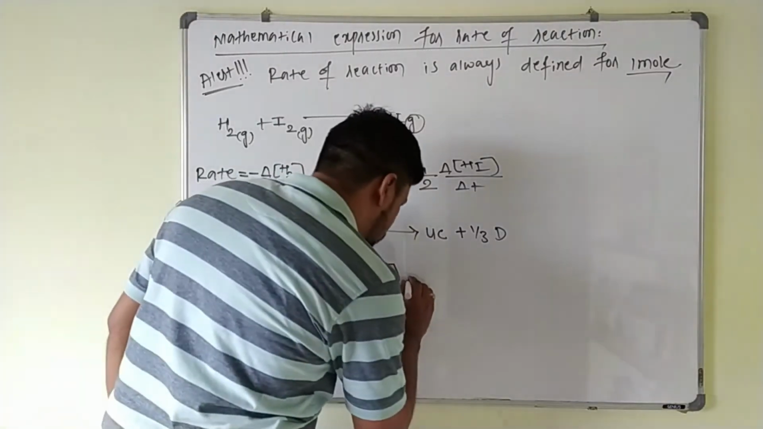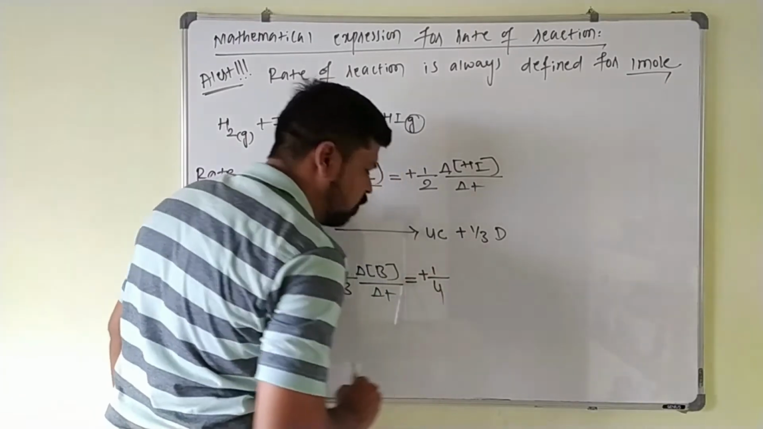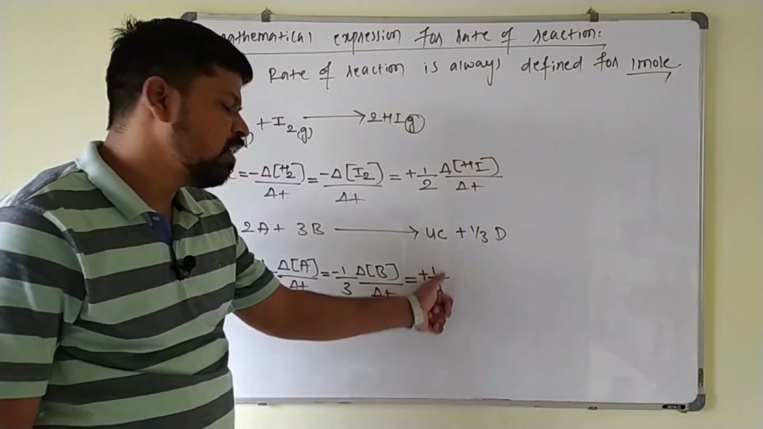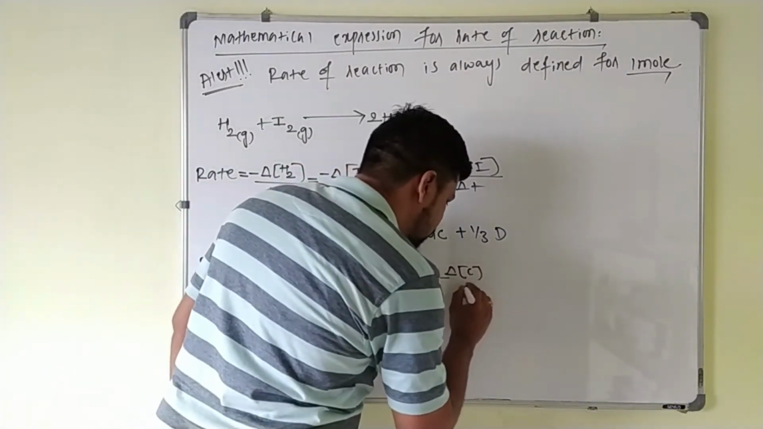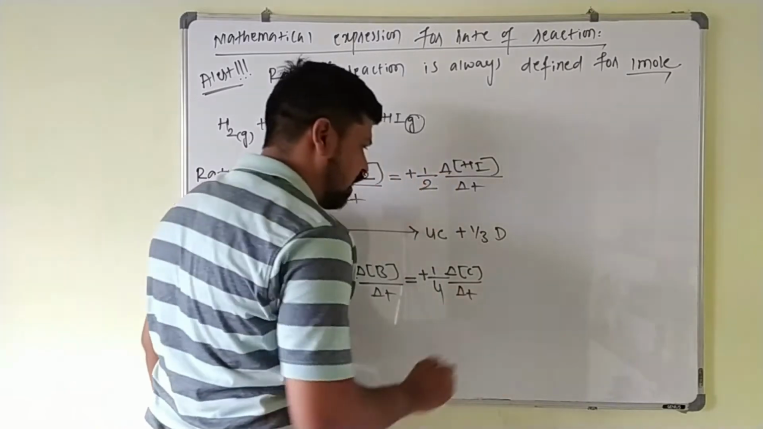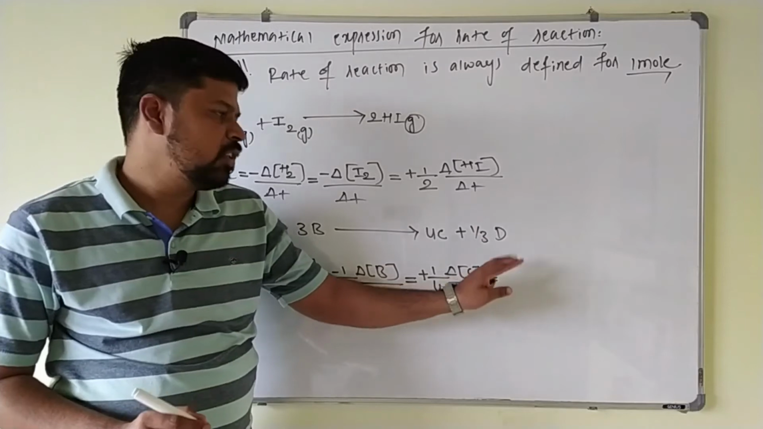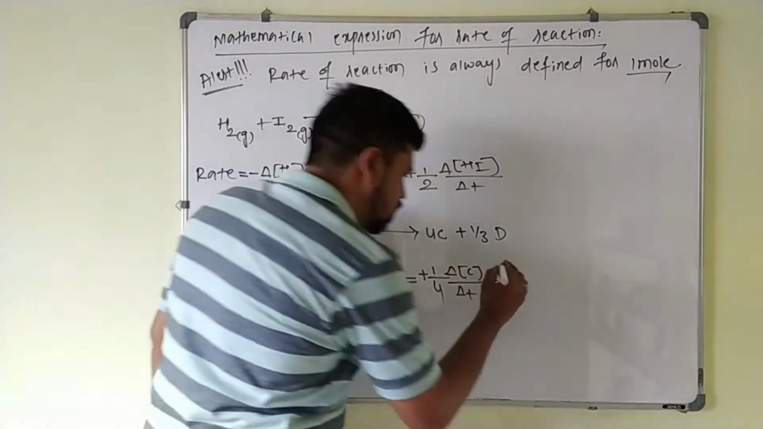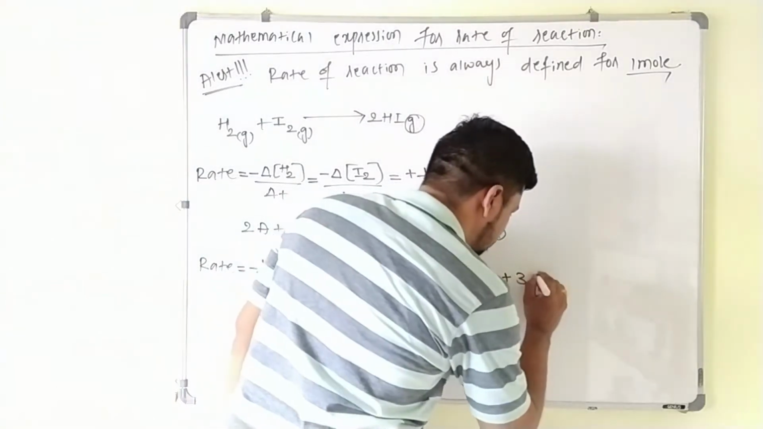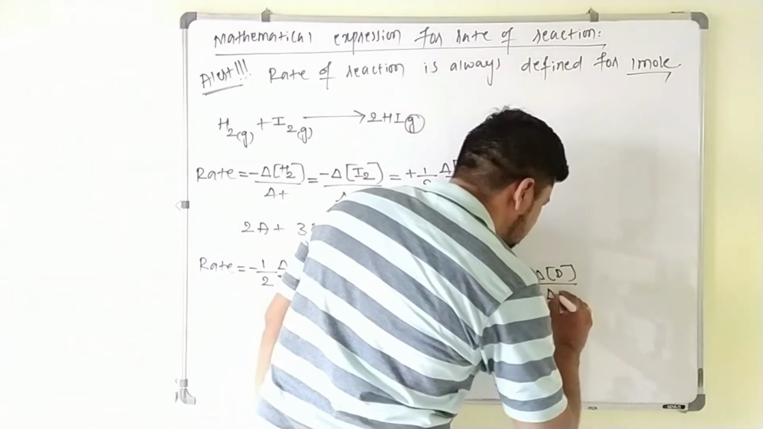Now with respect to C is what? 4 moles they are given. You have to write it for 1 mole, plus 1 by 4. This is what? Plus sign with 1 by 4. Change in concentration of C divided by delta T. This is equal to, here they are given only 1/3 mole. So this is multiplied with what? 3 here. So positive sign is written for the products, plus 3 change in concentration of D divided by time taken.